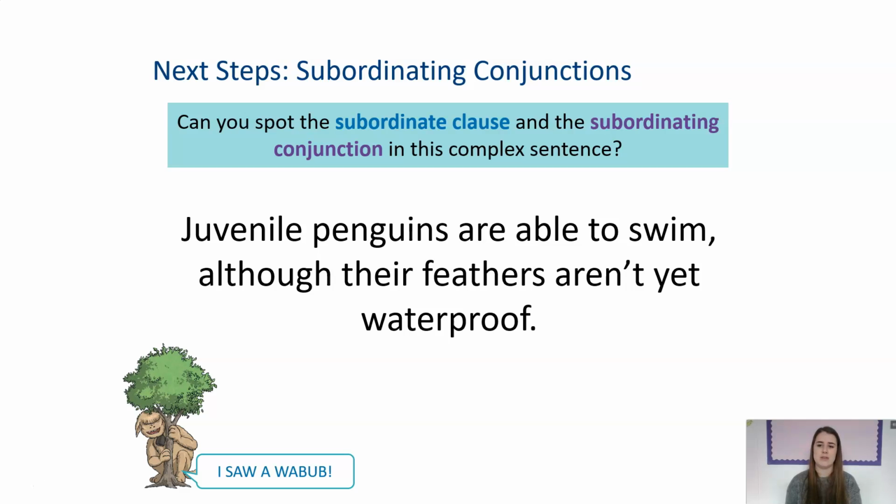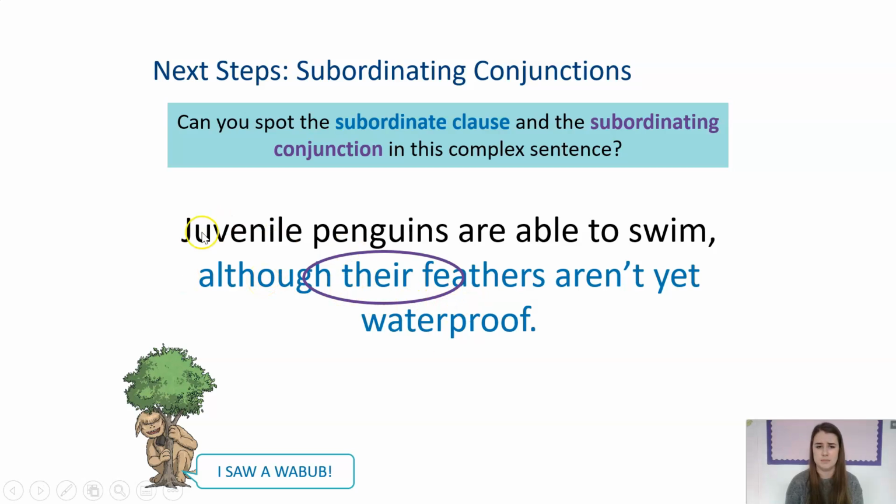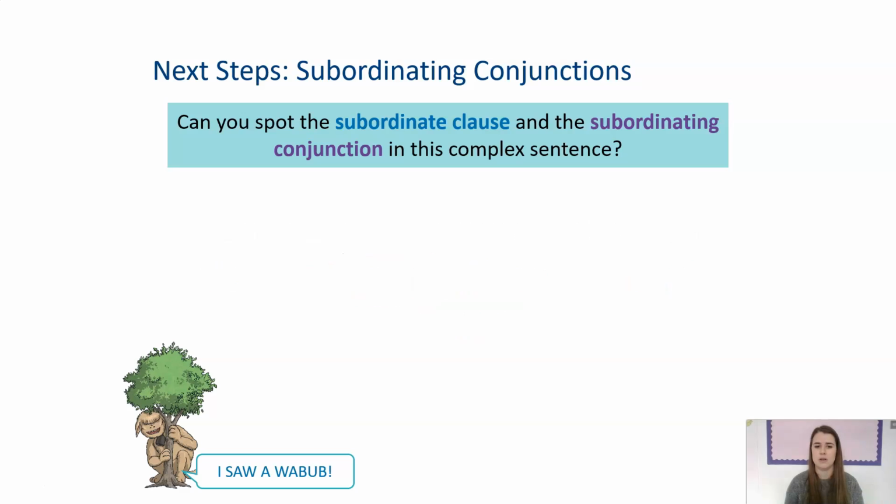So juvenile penguins are able to swim, although their feathers aren't yet waterproof, okay? Pause the video and have a think. Where is my subordinate clause and what's the conjunction? Okay, so that is my subordinate clause, and we know that because it starts with although. That seems to have moved. It should be although, all the way over here. My PowerPoint has moved it. So although over here is our subordinate clause. Conjunction at the beginning of our clause.